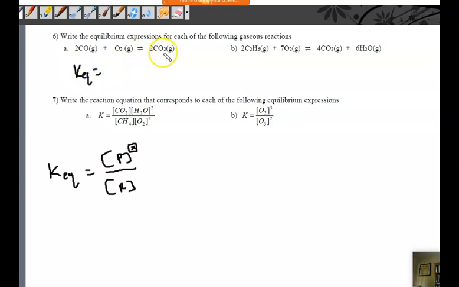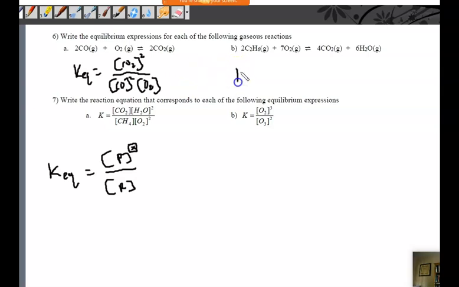It's equal to the concentration of CO2, and since there's a 2 in the balanced equation, you square it. And then divide it by CO squared times the concentration of oxygen. So that would be the KEQ. Make sure you multiply it. A lot of people sometimes, I've seen this in the past, they just assume it's plus because there's a plus there, so they do CO2 squared plus O2. It's not, it's times. Make sure you multiply everything. Okay, so that would be the KEQ for that expression.